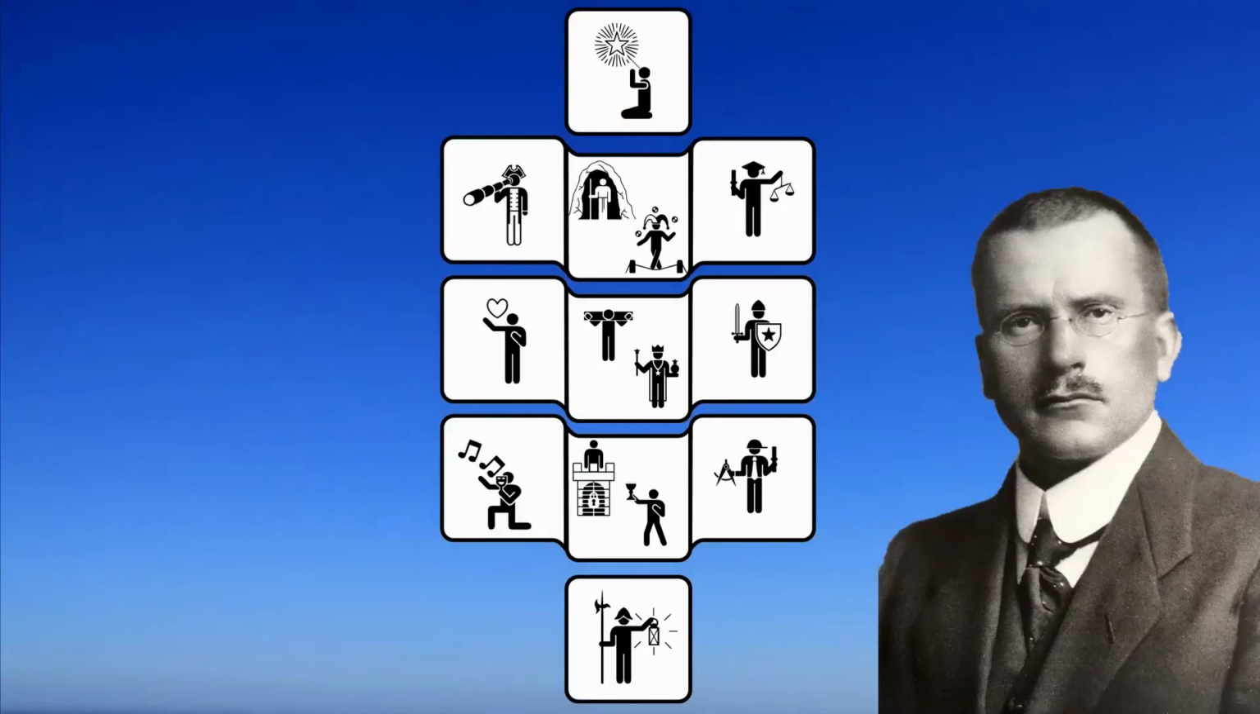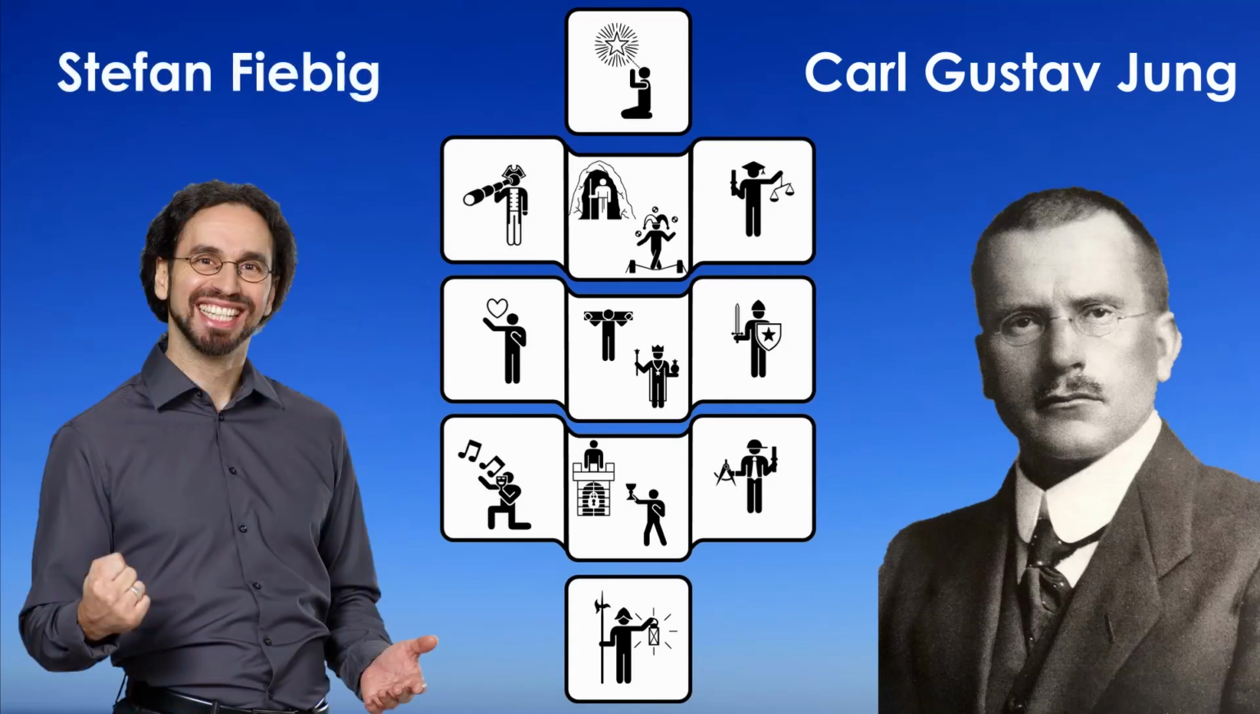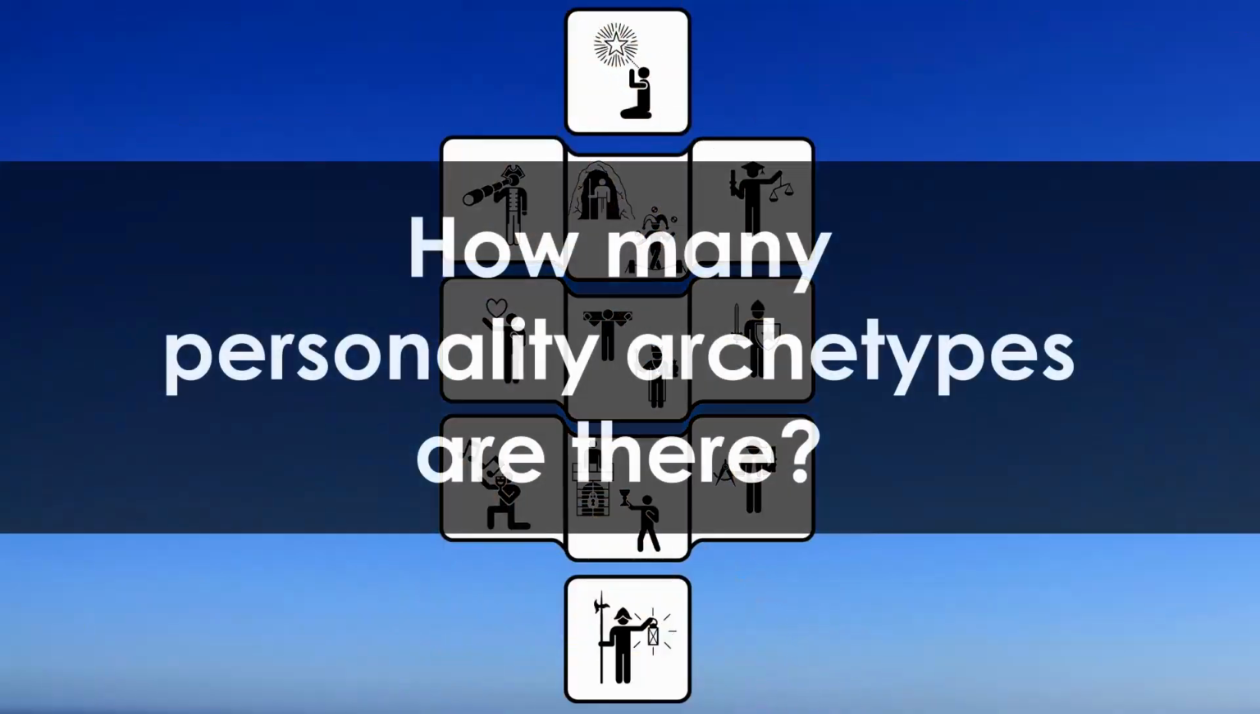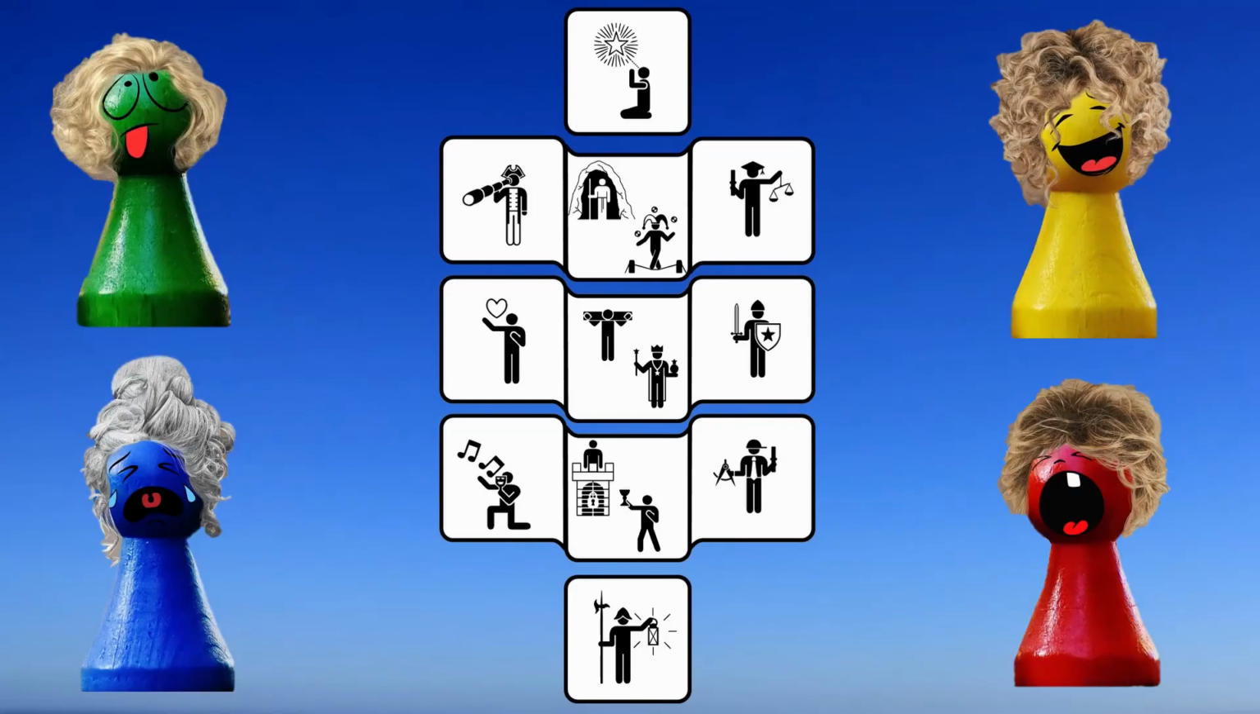The model of personality archetypes we use is based on the work of Carl Gustav Jung and is structured using the metamodel of the psyche according to Stefan Fiebig. How many personality archetypes are there? The model presented here consists of 14 personality archetypes, which can be assigned to the 4 temperaments.